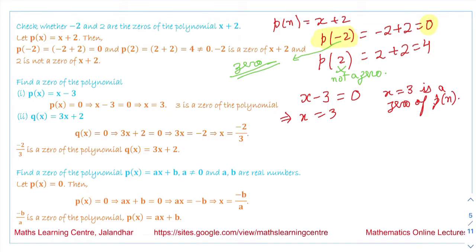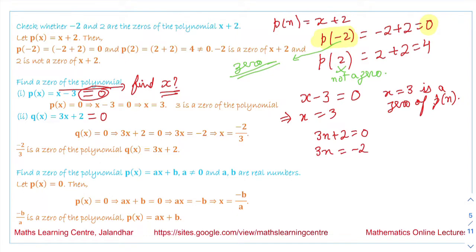So what is the procedure? Whatever polynomial is given to you, equate it equal to 0, find x, then that value of x is the zero of the polynomial. Similarly, in the second part, we equate it equal to 0. What you get is 3x plus 2 is equal to 0. Now the next step is 3x is equal to minus 2.